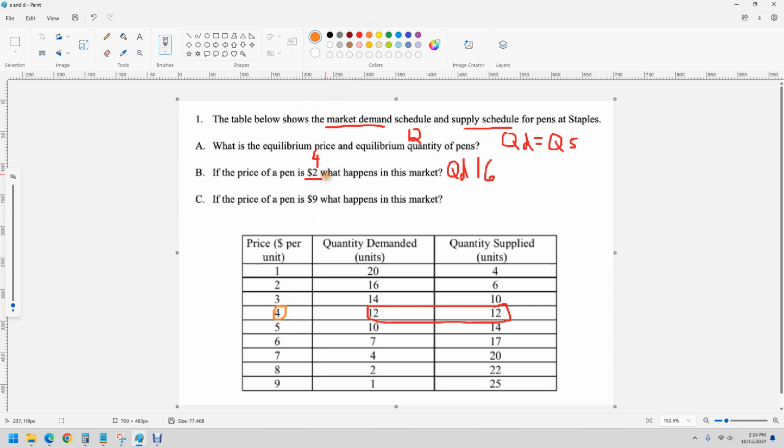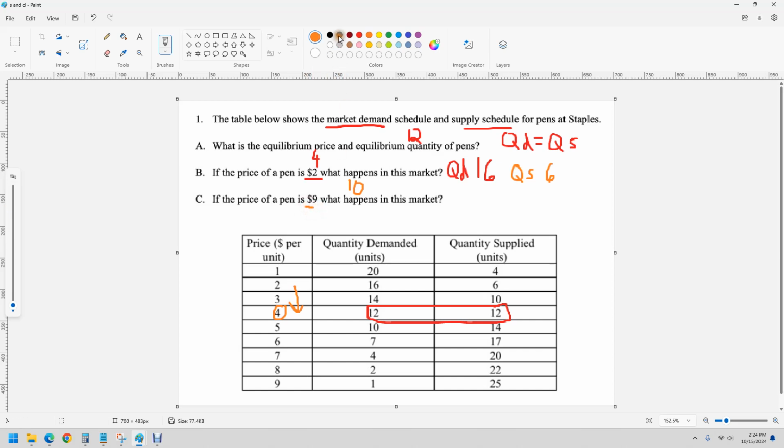Then if the price is $2, what happens to the market? The consumers want to buy 16. The sellers only want to sell 6, so the quantity supplied is 6. That's a difference of 10, and that's a shortage. We don't have enough, so we have a shortage of 10 units. And then on C, what happens in the market? Well, a shortage, and then the price will increase as you get back towards equilibrium.